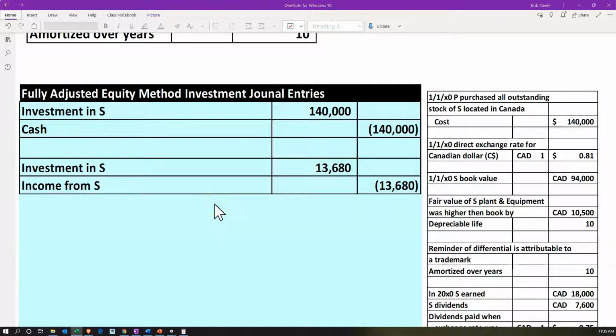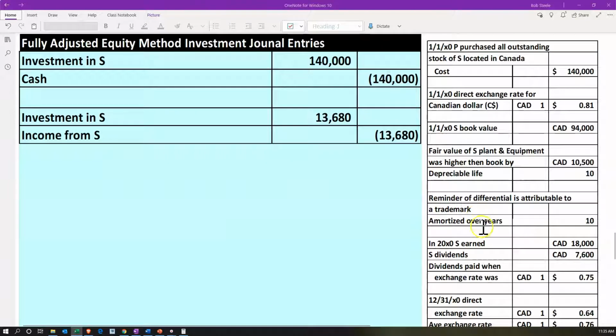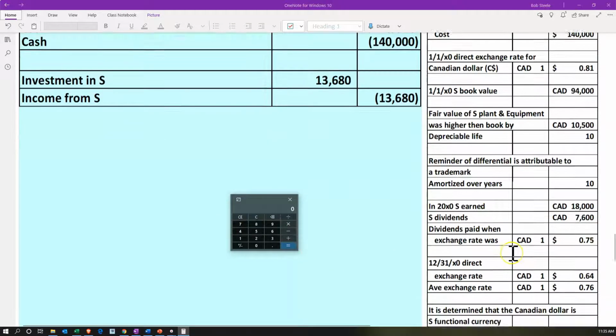So now we're going to record the income that was earned by the subsidiary, but of course it was put on the books in Canadian dollars. So we're going to say the subsidiary's net income was $18,000 in Canadian dollars, which we're going to have to convert now using the exchange rate. What exchange rate should we use will be the question then. We're going to use the average exchange rate.